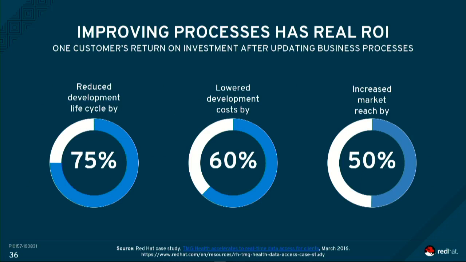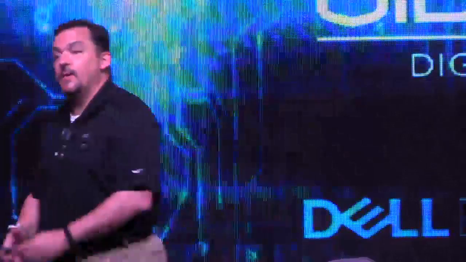Improving these processes has a very real return on investment. Your development lifecycle can be improved, according to a Red Hat case study with TMG Health, by 75%. Development costs can be cut by 60%. Market reach can be increased by 50%. Raise your hand if you don't want to reach 50% more customers by making some changes in your process. Right? I mean, come on, 50% increase? Most companies, if they had a 10% increase in reach, they'd be like, woo, I'm getting a raise. So I mean, it makes sense to do this.